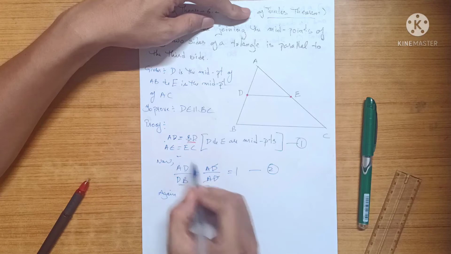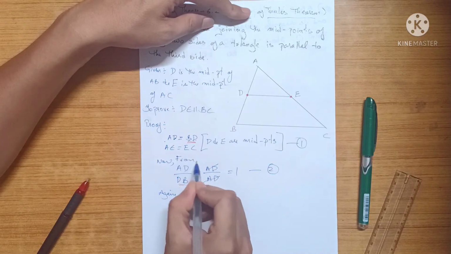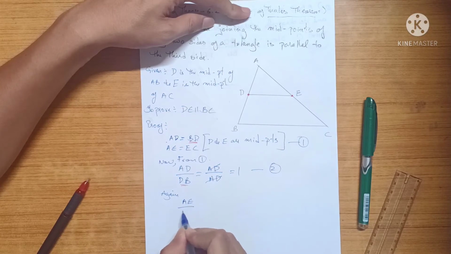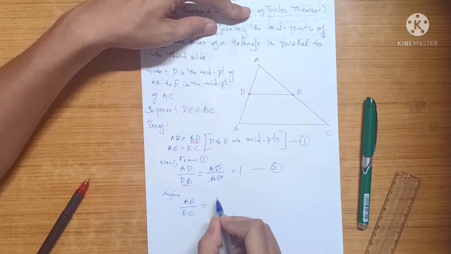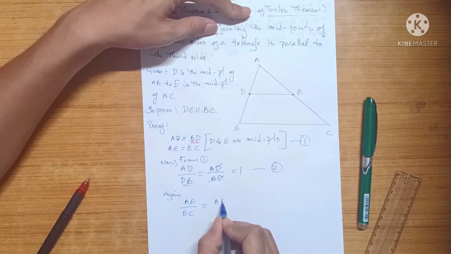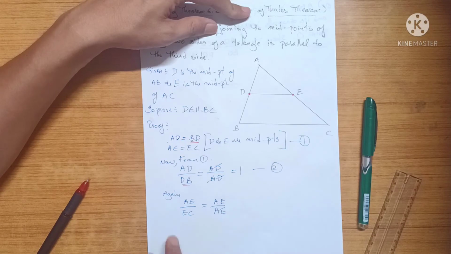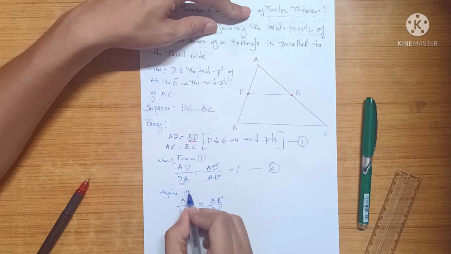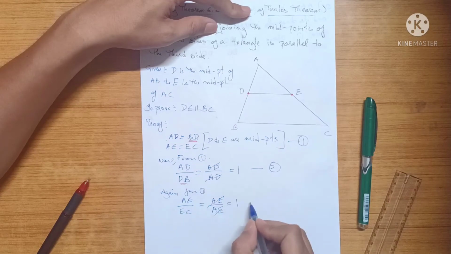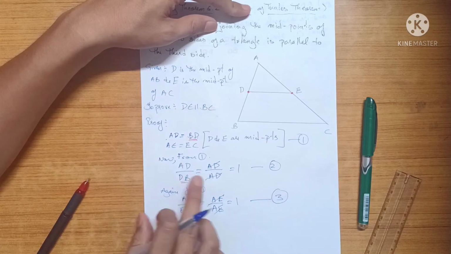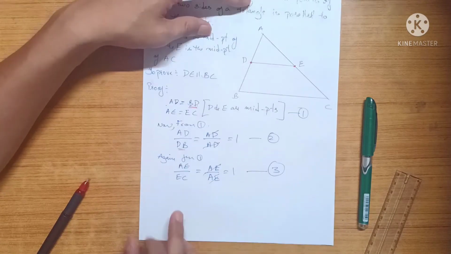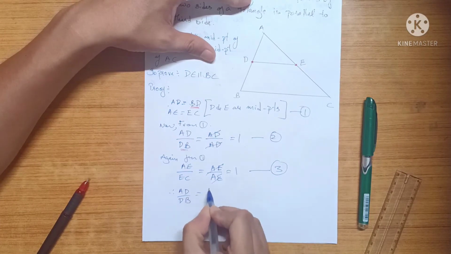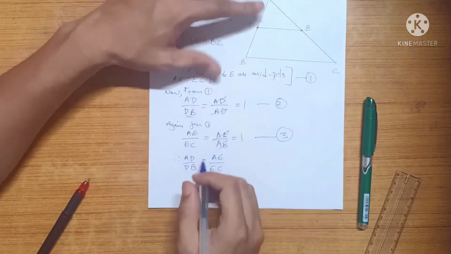Now from equation 1, replacing part, AE by EC equals AE by AE, instead of EC I'm putting AE. So this is from equation 1 again. This is equal to 1. So the ratio is 1, which means the ratio is the same, right? Therefore, AD by DB equals AE by EC.